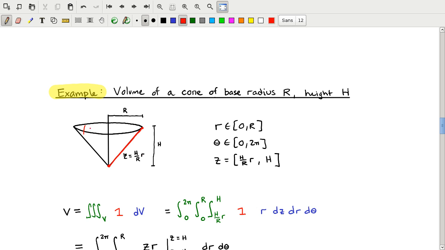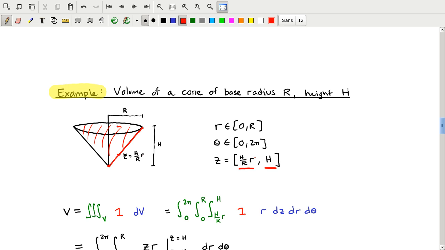Now to parametrize this cone, we need to choose bounds. So we see that little r goes from 0 to capital R. Theta, of course, goes from 0 to 2 pi. But if we let little r go from 0 to capital R, then we have to express the z bounds in terms of r. And the way to do that is to choose the lowest value first. We see that it goes from H over R times little r to capital H. So we have to respect that: H over R times little r to capital H.